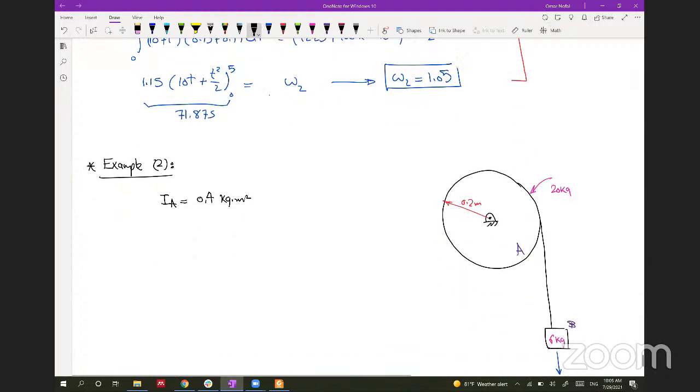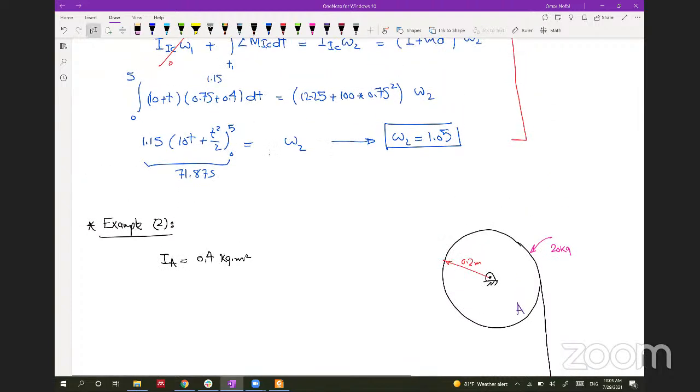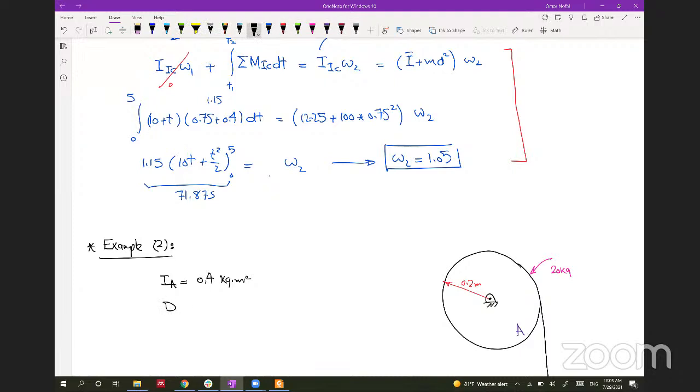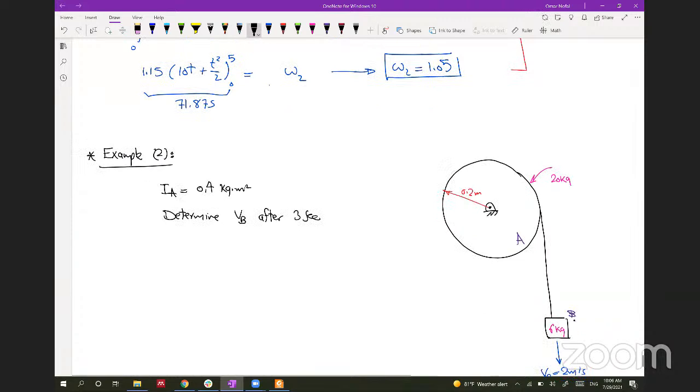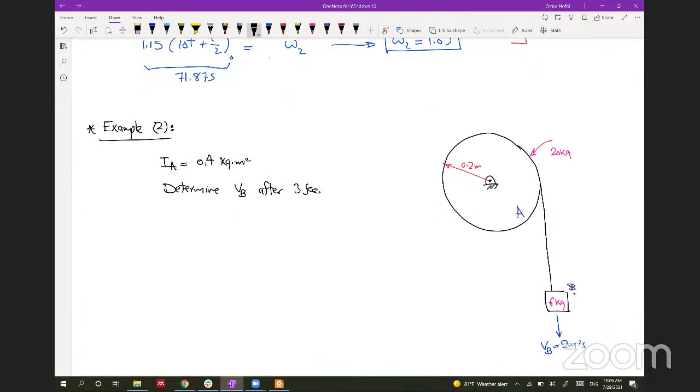Okay, so this body doesn't have a moment of inertia. We will deal with body B as a particle, because it doesn't rotate, so the inertia is not important for this body, but we have a disk and the inertia is important. So it's 0.4 kilogram meter square, and you are required to determine VB after 3 seconds. So we need to determine the velocity of body B after 3 seconds from this instant.